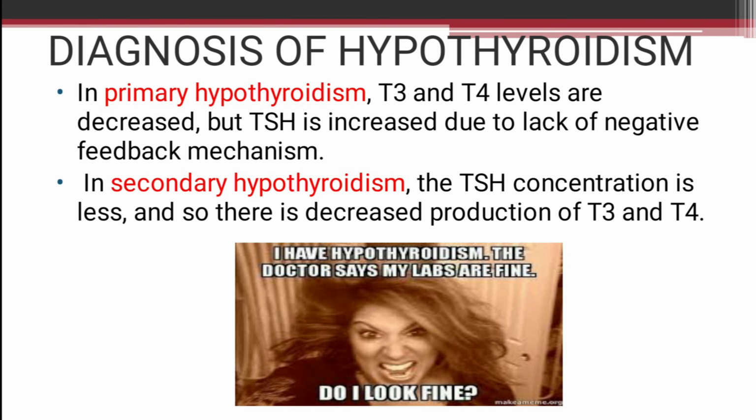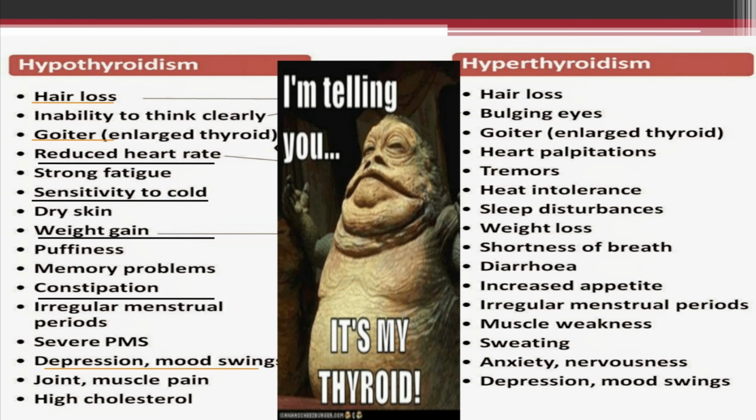Diagnosis of hypothyroidism. In primary hypothyroidism, T3 and T4 levels are decreased, but TSH is increased due to lack of negative feedback mechanism. And in secondary hypothyroidism, the TSH concentration is less, and so there is decreased production of T3 and T4. Here are the signs and symptoms of hypothyroidism and hyperthyroidism. The symptoms that are common for both are hair loss, goiter, depression, and mood swing.